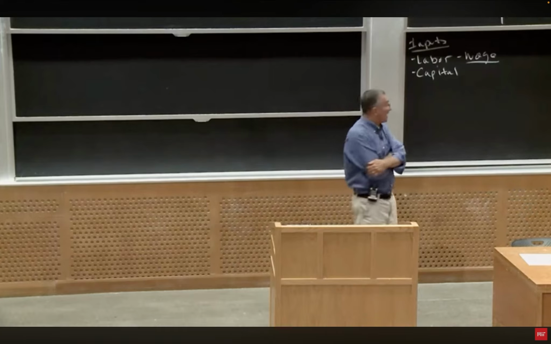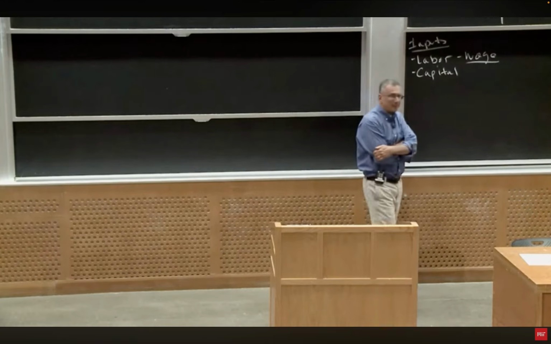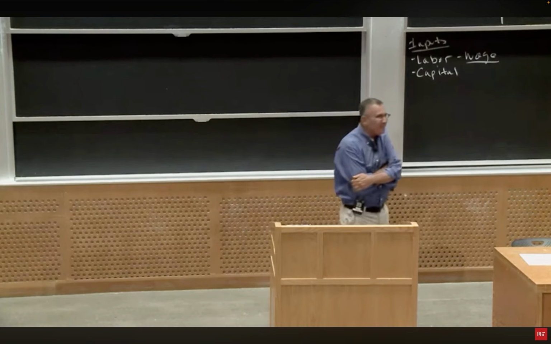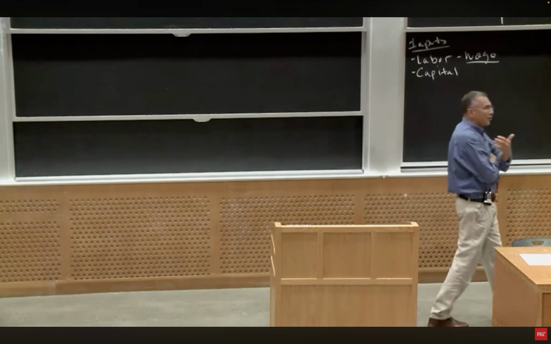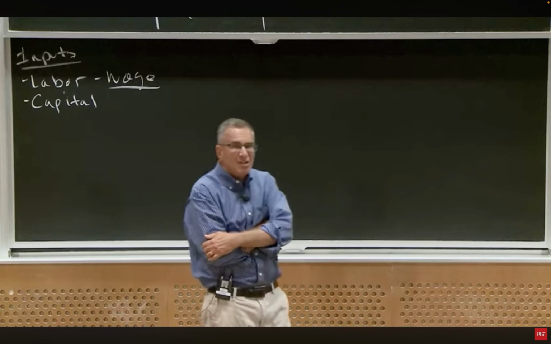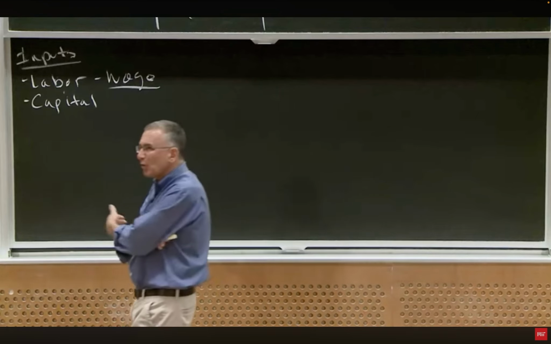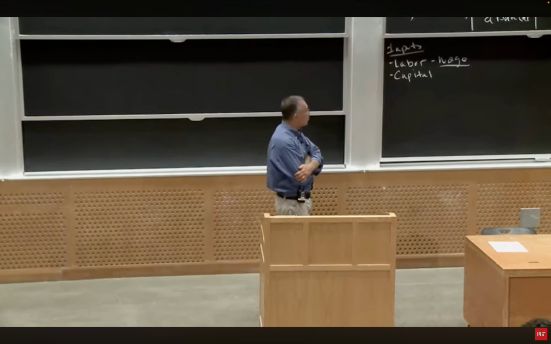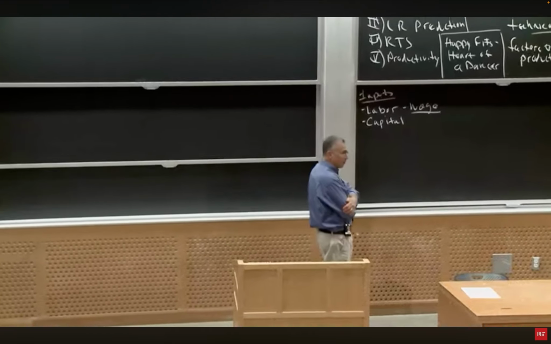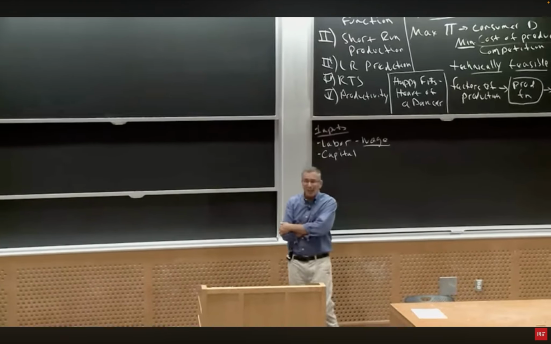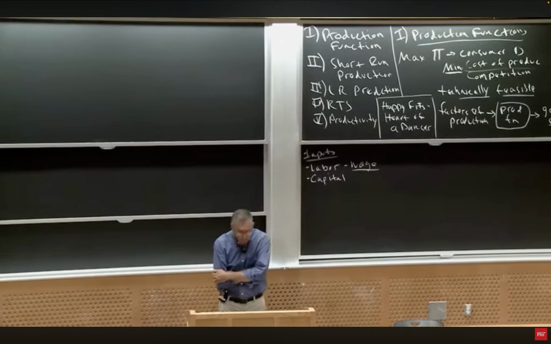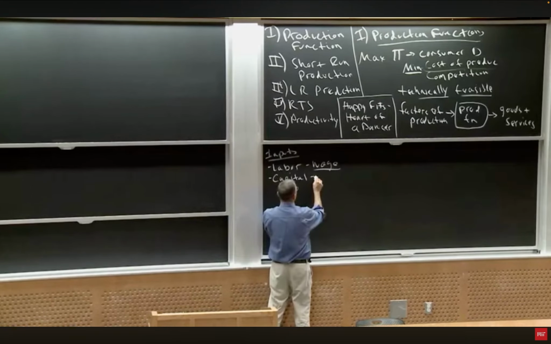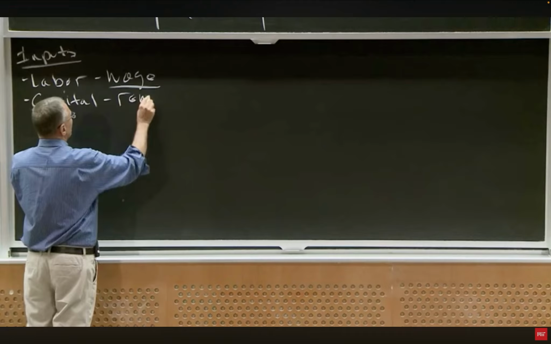Capital is more confusing. This is basically, think of it as everything else that goes in production. The machines, the buildings, the land you build on. Think of it roughly as machines. Think of this black box as being workers and machines come together to produce something. The workers we call labor, the machines we call capital. And the price of capital, we're going to call the rental rate.